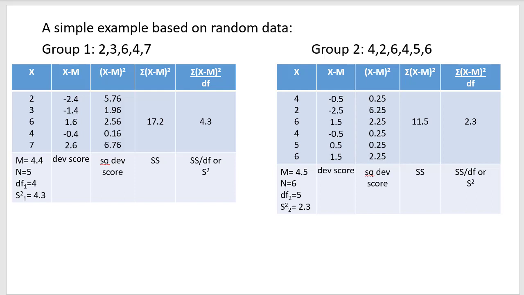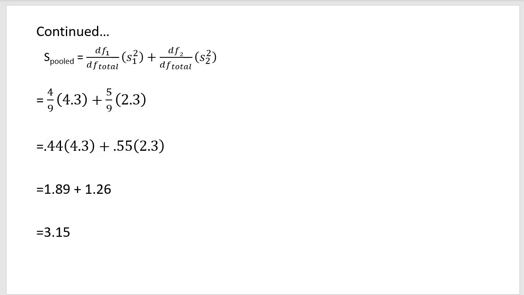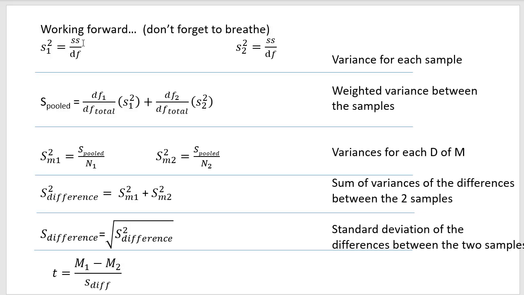Now that we have this information, we need to go ahead and create the distribution of means by calculating that S sub difference variable. So we start by taking our pooled variance, and as you can see, that's the first step, is to find the pooled variance. We've already calculated the variance for each sample. Now let's find the pooled variance, or the total amount of variance in the sample.